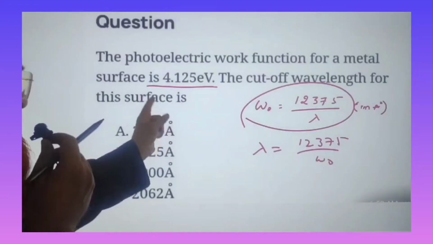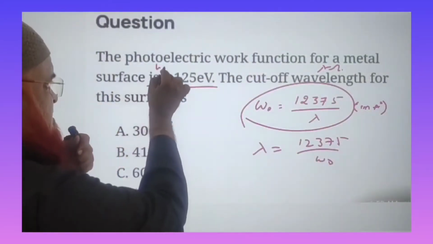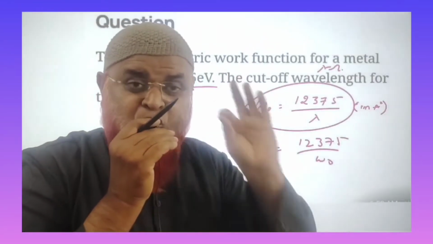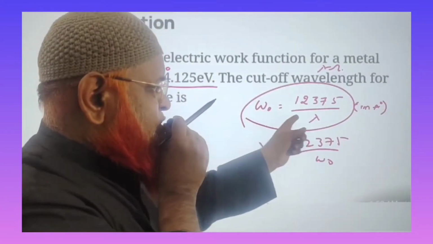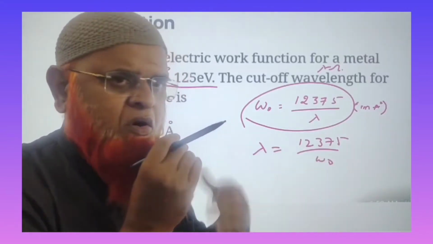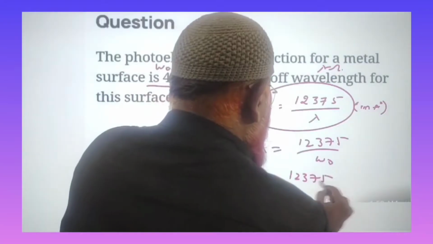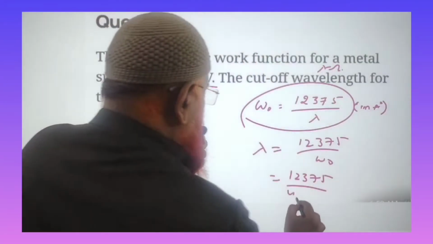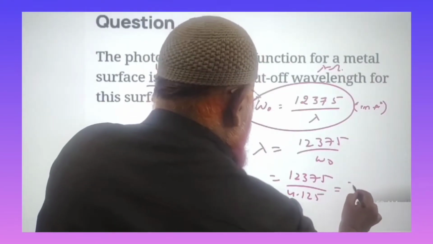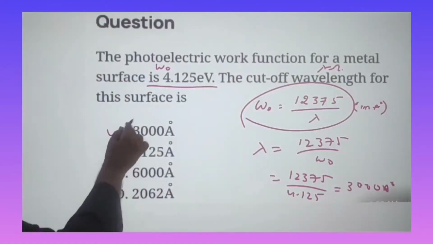He's asking us to find the wavelength, and he has given the work function W0 here. There is a simple shortcut formula present in almost all the competitive exam books. W0 is equal to 12375 by lambda. Lambda is nothing but 12375 by W0. Enough. You can do this problem in just a single step. That is 12375 divided by W0, that is 4.125. So 4.125 gives you exactly 3000 Angstroms. And your answer is ready.